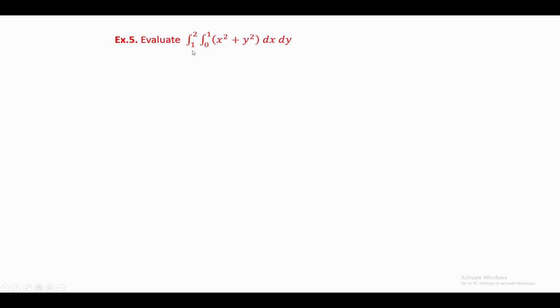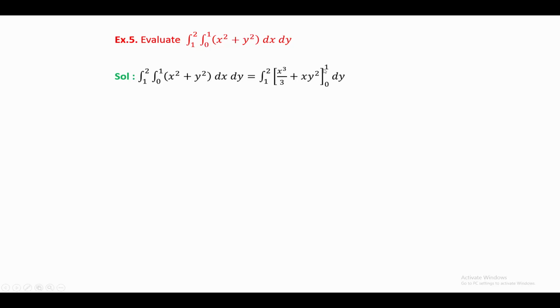Example number 5. Evaluate integration limit 1 to 2, integration limit 0 to 1, x square plus y square dx dy. Solution. Integration limit 1 to 2, integration limit 0 to 1, x square plus y square dx dy is equal to integration limit 1 to 2. Now evaluate this integration with respect to x. Integration of x square is x cube by 3 plus integration y square dx, y square constant, integration dx is x, means xy square, and limit x varies from 0 to 1 dy.